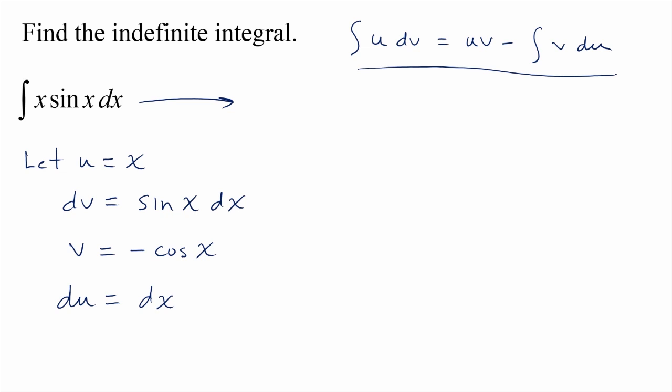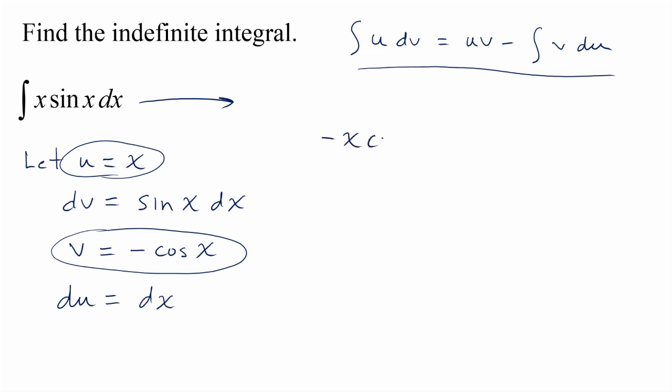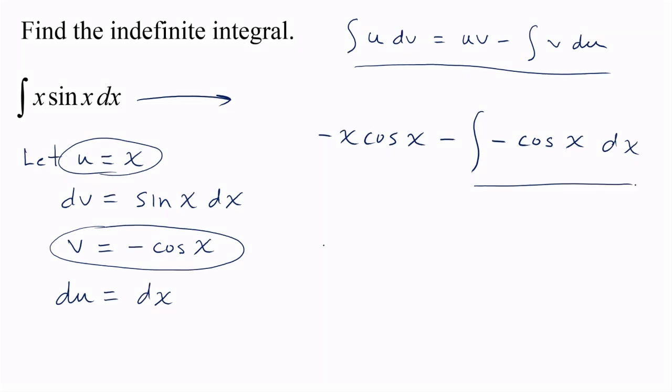So this would be equal to u times v. u is x and v is negative cosine x. So we'll have x times negative cosine x, or negative x cosine x, minus the integral v du. v du would be negative cosine x dx. Negative cosine x, that's v, and du is dx. And this integration problem is much easier than the original. So now we're ready to find the final answer.